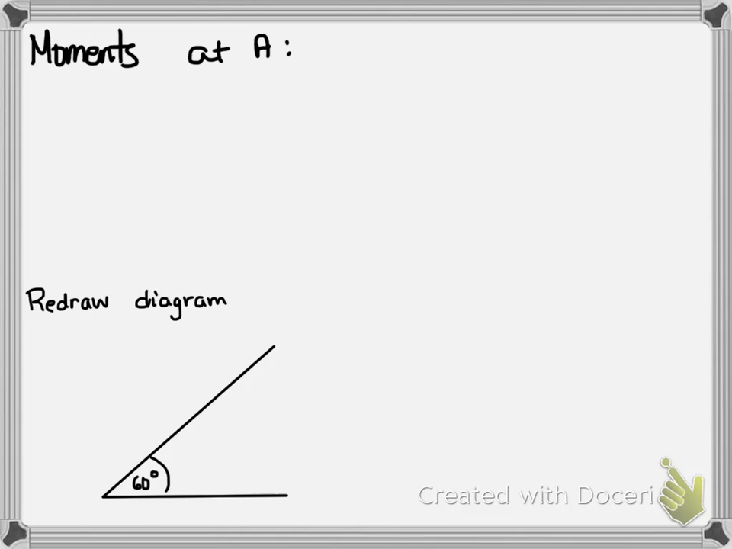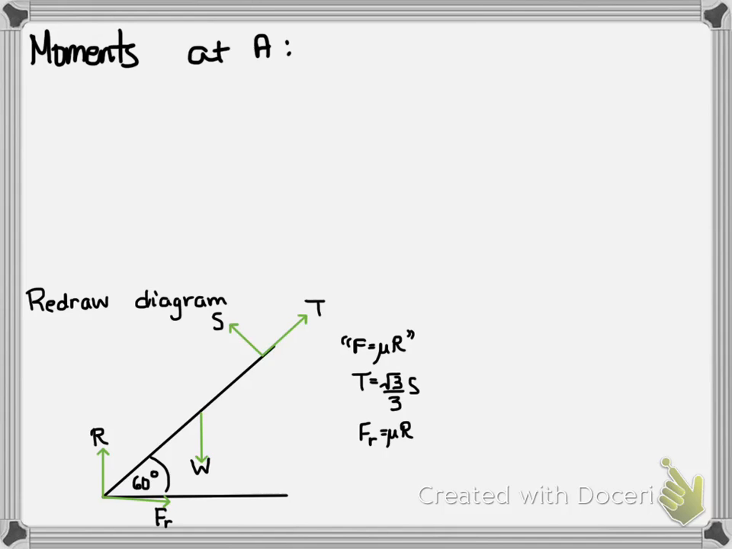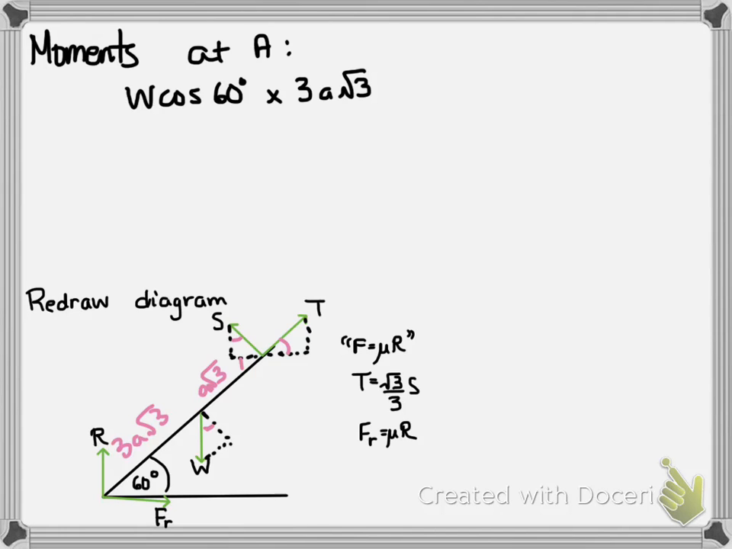Now take moments at A, and the diagram's just going to pop down here below quickly. You take the perpendicular of W times the distance. You can mark the distances on the diagram as well. And look to which way it's spinning. And in this case it's clockwise. And notice that S is already perpendicular to the rod, so you do not need to resolve it.